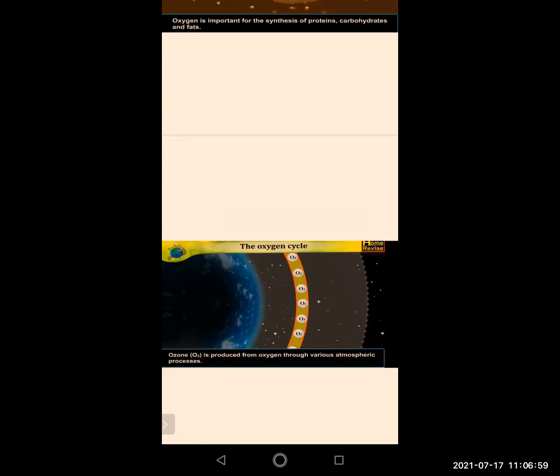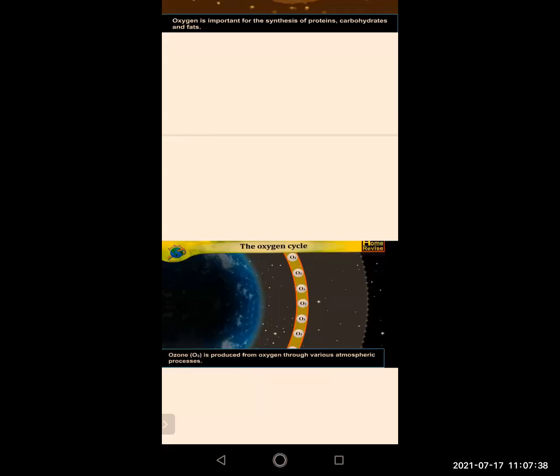Again, oxygen is important in ozone. As you know, the ozone layer is very important in protecting us from pollution. The ozone layer traps the harmful radiations from the sun. You have learned this in lower classes already. What is the importance of the ozone layer? The ozone layer traps the harmful ultraviolet rays, UV rays, from the sun. But for this, ozone, O3, is produced from oxygen through various atmospheric processes.